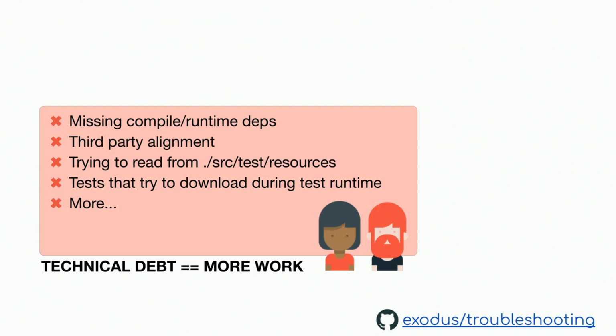Or you find out that you have tests that try to explicitly read from paths that are only available during Maven test runtime, like SRC test resources, tests that try to download stuff from the internet during test runtime. And you know that in Bazel, you run everything in a hermetic way, so there's no internet access during test runtime. And those are just examples. We have a full page of troubleshooting Exodus results. The rule of thumb is that the more technical depth your project has, the more work the Bazel trustees would have to do.